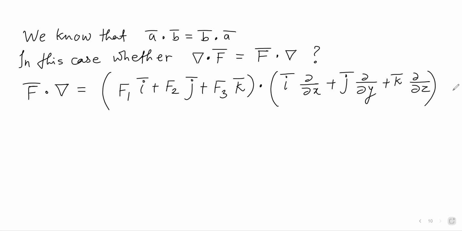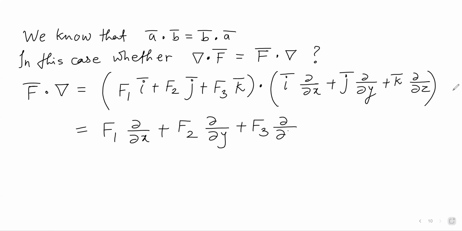Now here you have to always preserve the order as it is. Okay. You have to preserve the order as it is because one of them is an operator. Correct? So this will be what? f1 times ∂/∂x plus f2 times ∂/∂y plus f3 times ∂/∂z. The way we multiply the dot product. So still we get an operator. Correct? Operator.